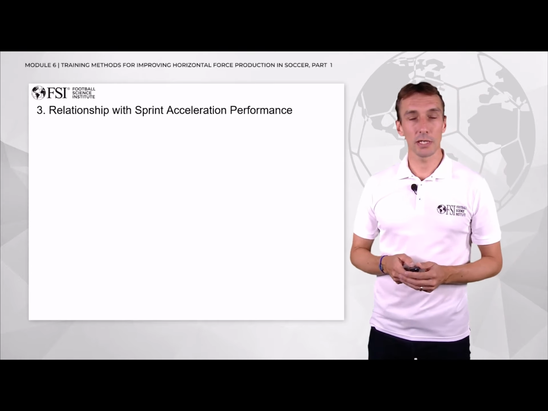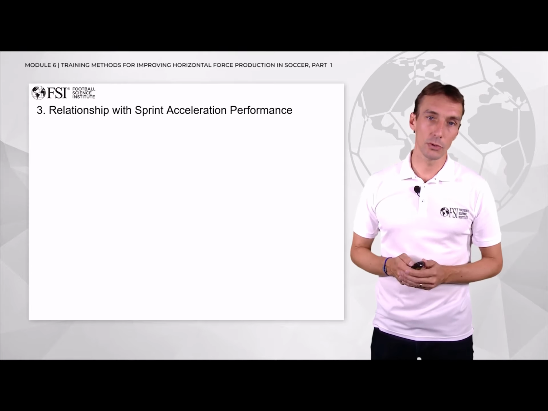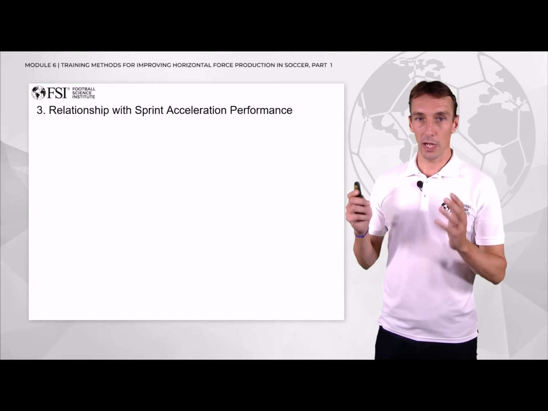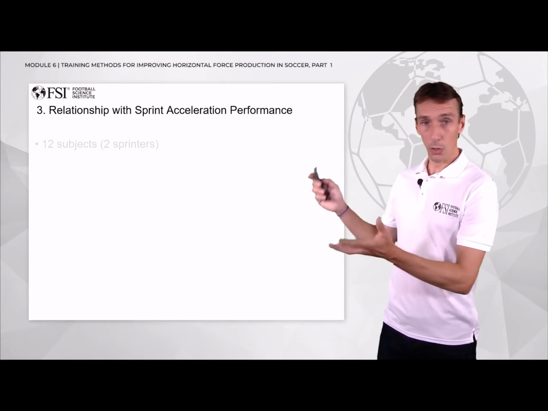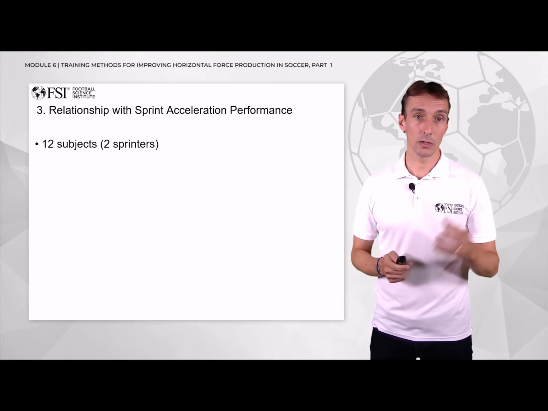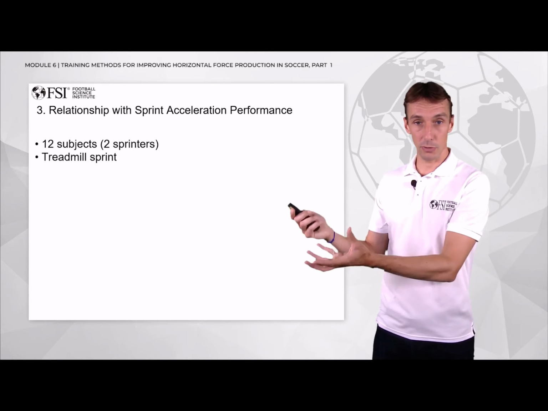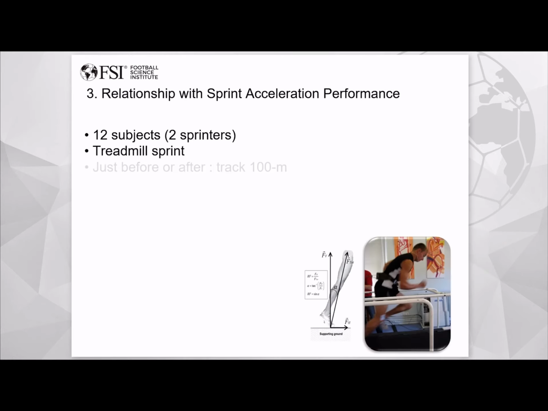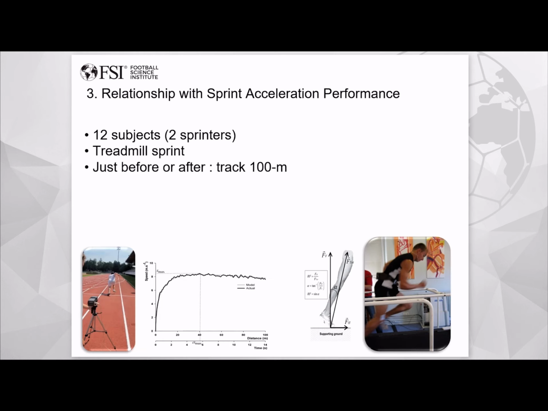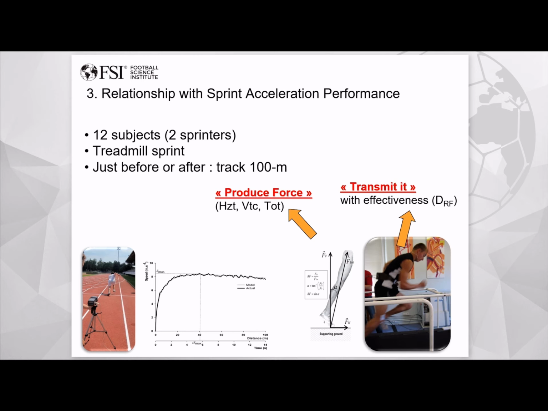So now the question is, how is this related to acceleration performance? To answer that question, we did a study. We took some athletes, some football players, and 2 sprinters. We asked them to do a sprint on the treadmill so we could measure their ratio of force. And just before or just after, we went to the track and did a sprint test. So on the treadmill, we quantify how much force they can produce and how effectively they transmit that force. This will be the DRF index.